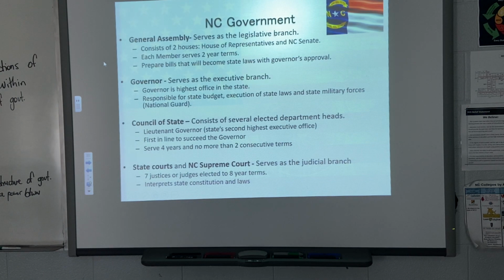And of course, if he's operating in a surplus budget, it looks better on his track record. Many governors try to run for president of the United States, because they're used to that executive role on a state scale. All right, so they're responsible for the state budget. They execute state laws, and they are in charge of the state military forces, the National Guard. So just remember that. Okay, very similar, just on a state scale, to the President of the United States. Council of State consists of several elected department heads. There again, you got your lieutenant governor, second highest executive office.